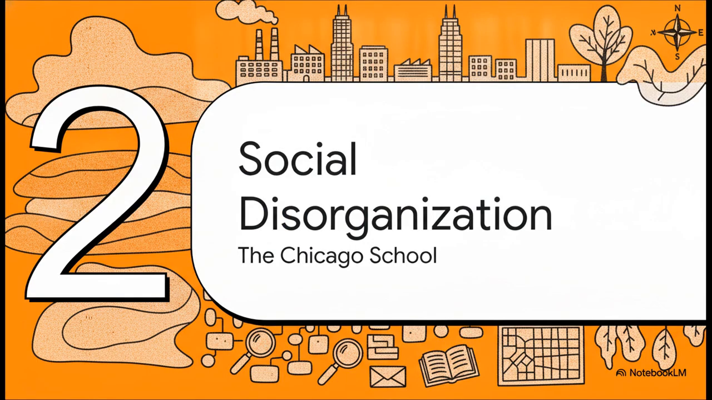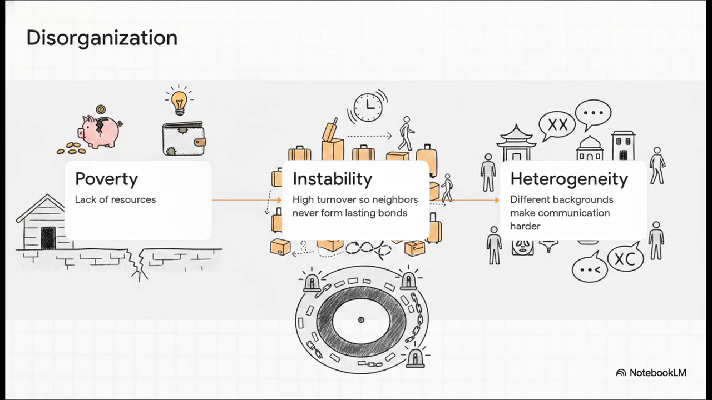Section 2. Neighborhoods and Social Disorganization, featuring the Chicago School. Back in the early 1900s, researchers at the University of Chicago took Durkheim's focus on the environment and applied it directly to the city itself. They actually started studying Chicago the exact same way an ecologist studies a natural habitat. They mapped out the whole city and found that crime was consistently highest in what they called the zone in transition, basically the ring right outside the central business district.